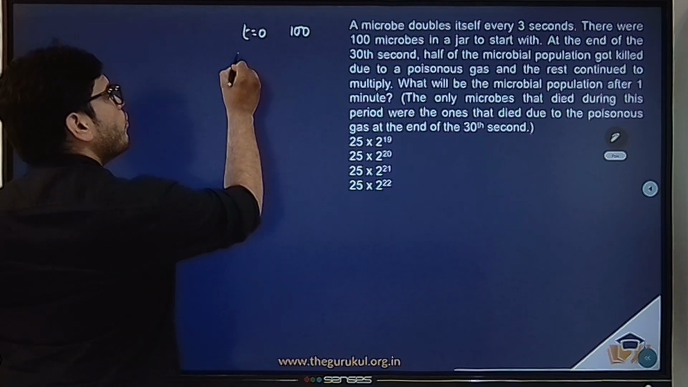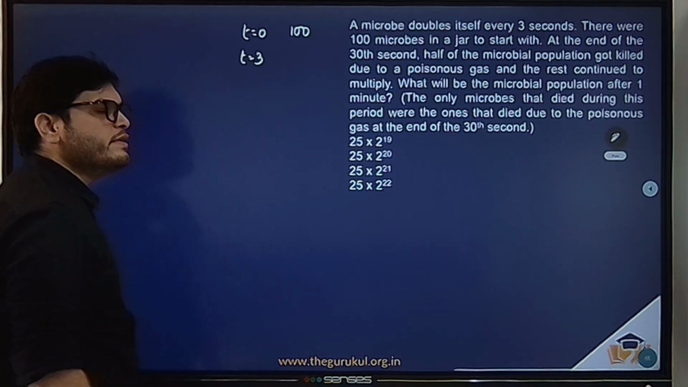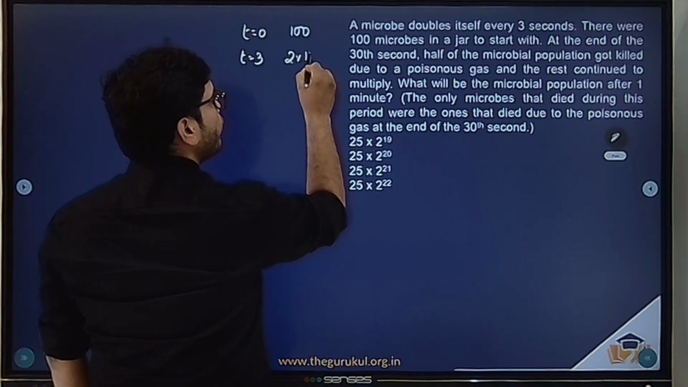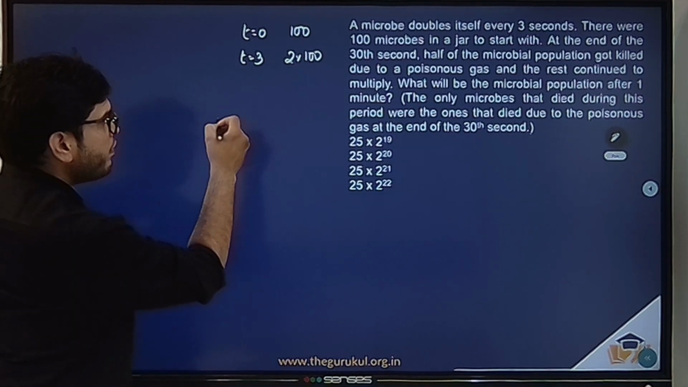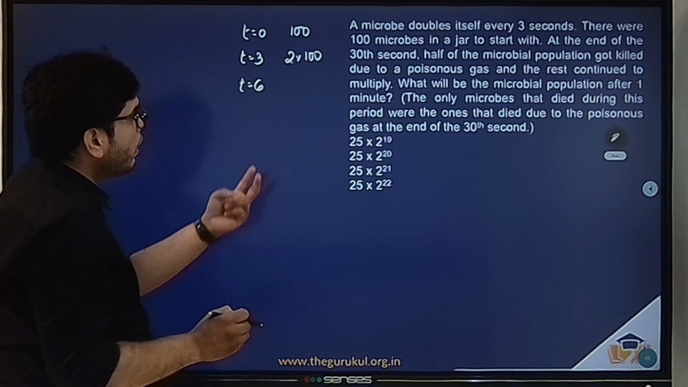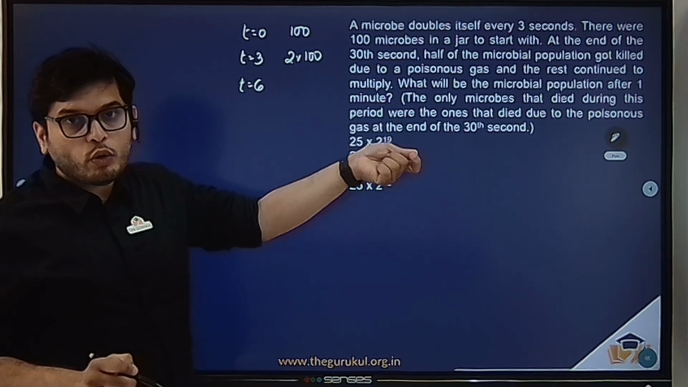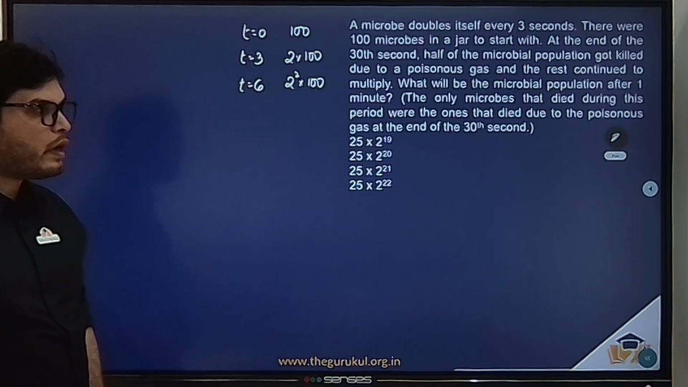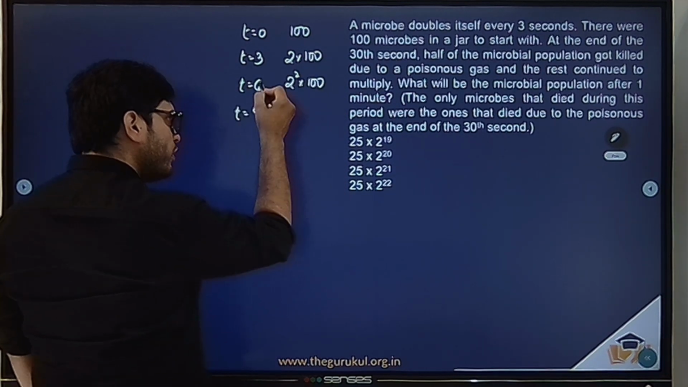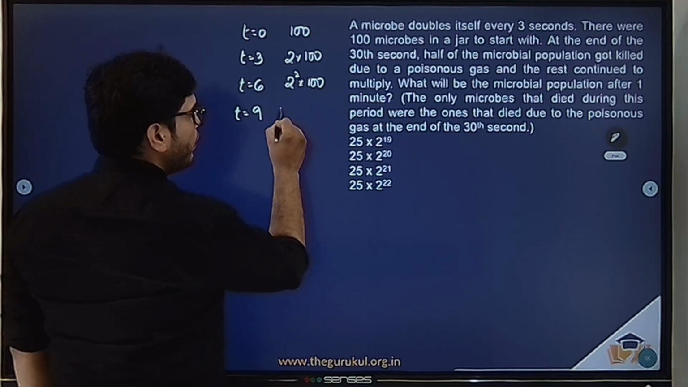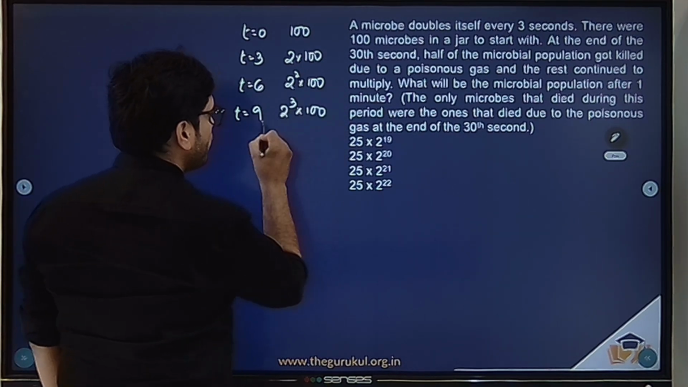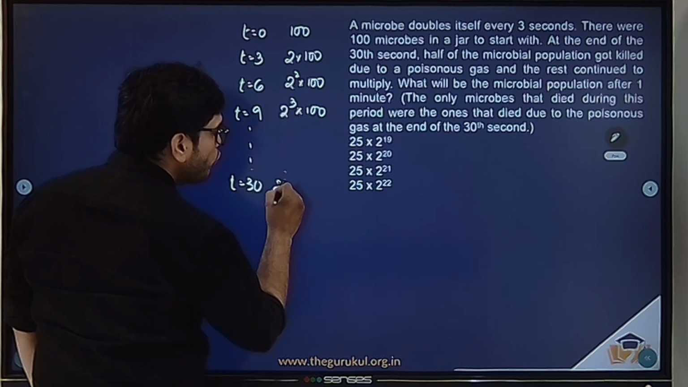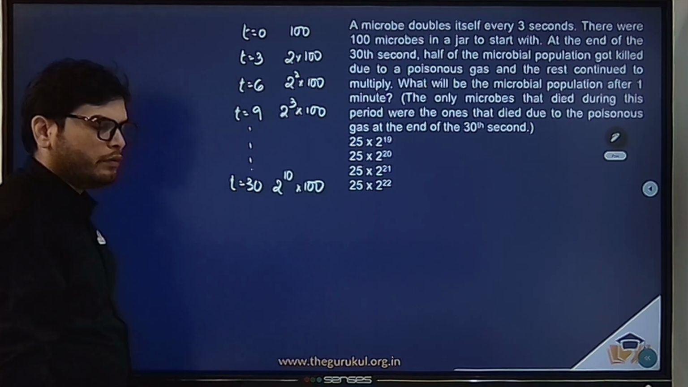So what will happen when t is equal to 3 seconds? This 100 will get doubled, so let me write this as 2 into 100. After 3 more seconds, that means when t is equal to 6, this will get doubled again: 2 into 2 into 100, which is 2 square into 100. When t is equal to 9 seconds, after 3 seconds this will get doubled, that would be 2 power 3 into 100. So on, when time is equal to 30 seconds, you will be having 2 power 10 into 100.